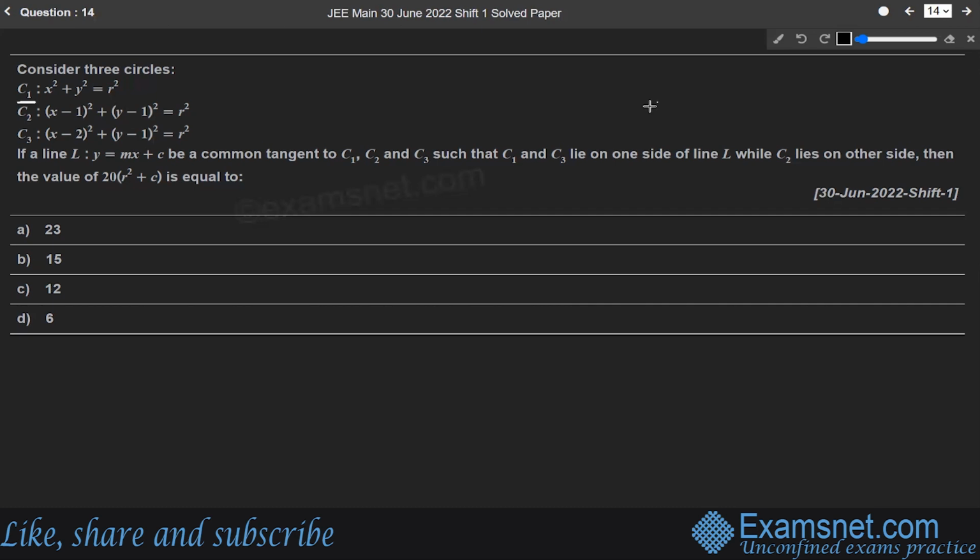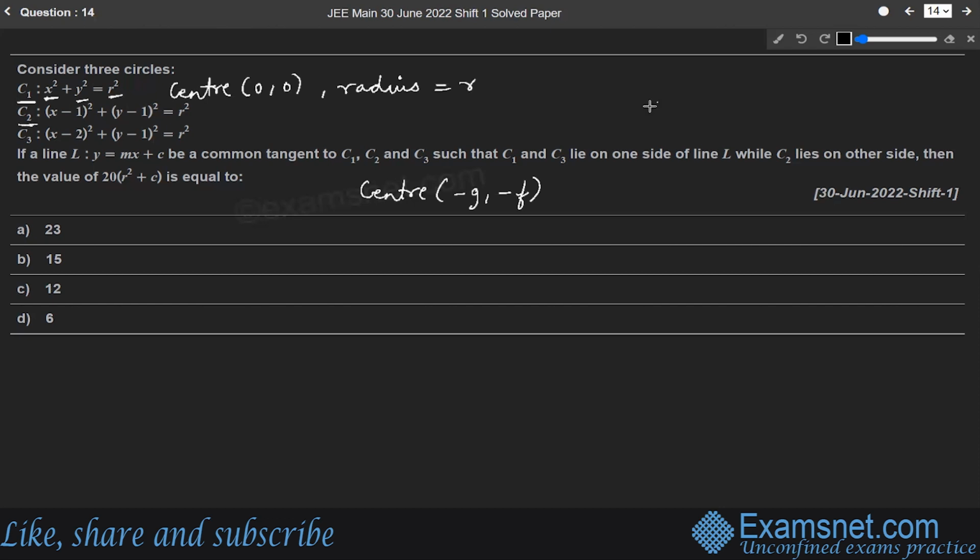Considering C1, which is the first circle, the equation is x square plus y square is equal to r square. So the center here will be 0, 0. Why 0, 0? Because here there is nothing with x and y. What is the formula to calculate the center? It is minus g comma minus f. g is the term that is with x and f is the term that is with y. But here you can see that x square and y square both are single terms. So the center becomes 0, 0. There is no constant or number given in this equation. That is why the center is 0, 0, and the radius will be equal to r, from the right hand side.